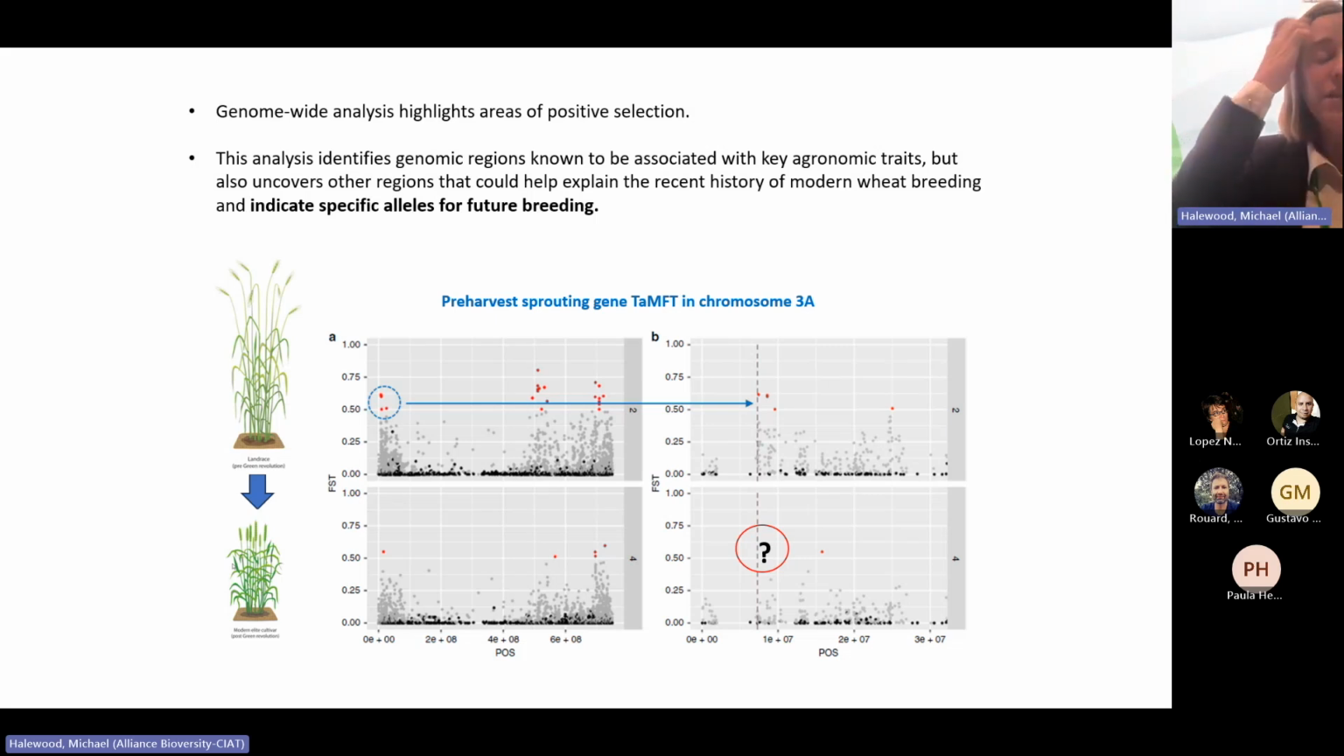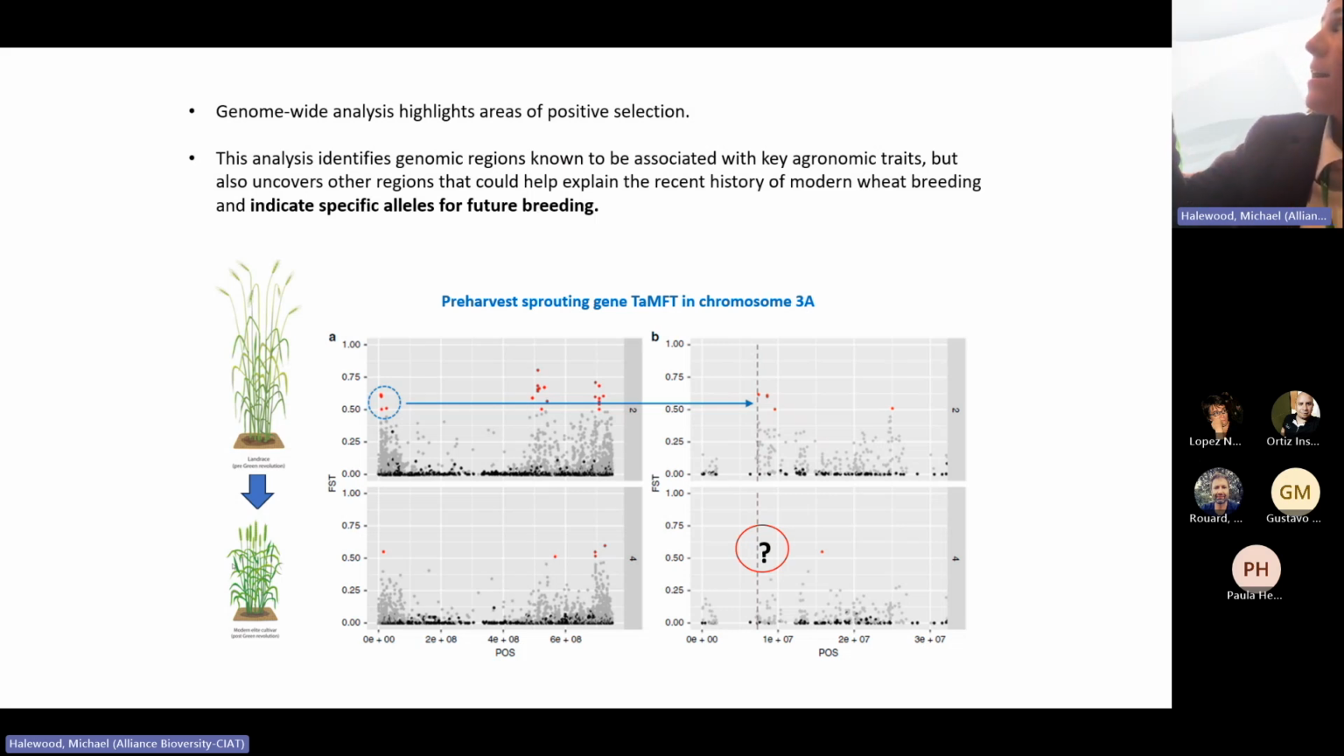One example of this is a study that we did after genotyping almost the entire collection. In this case, we are looking at chromosome 3A. You can see all these dots are molecular markers across chromosome 3A, and we positioned one very important gene for breeding. On the top, you can see the chromosome of a landrace, and on the bottom, the chromosome of an elite variety.